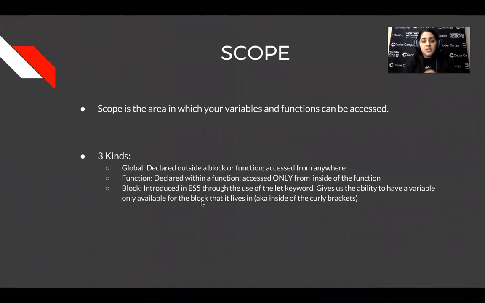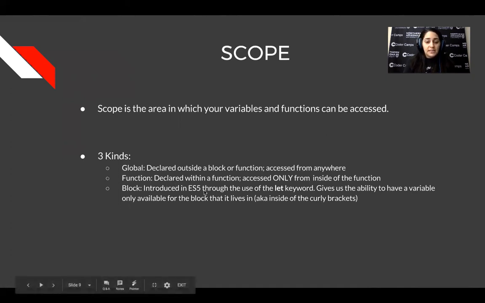Which then brings me to scope. Scope is the area in which your variables and functions can be accessed. There are 3 kinds of scope. You have global scope, function scope, and block scope. You want to be careful of your scope because there will be times where you are calling on a variable and you think you have access to it, but the scope is incorrect and you don't have access to it. So the output of your code may not be exactly what you're expecting. One thing to look for when you're debugging is the scope.